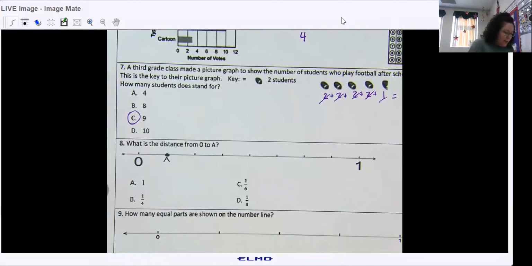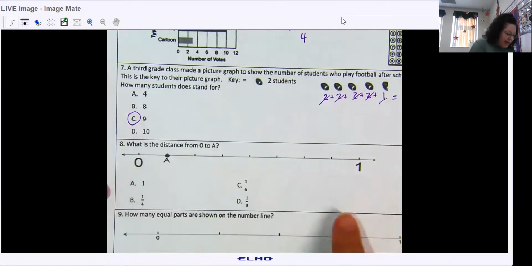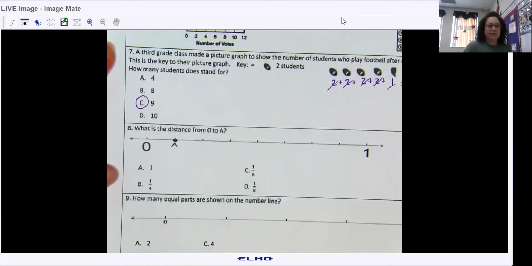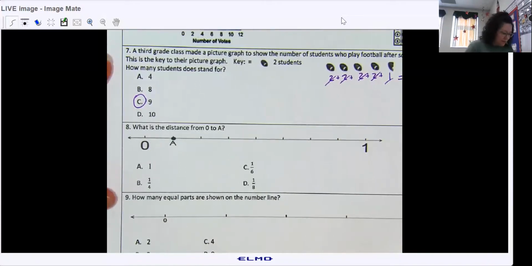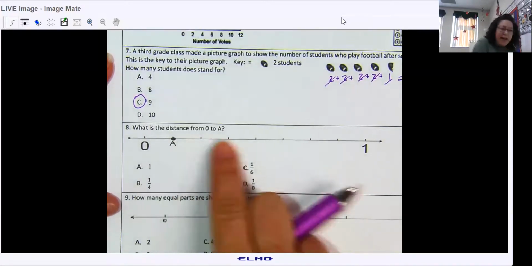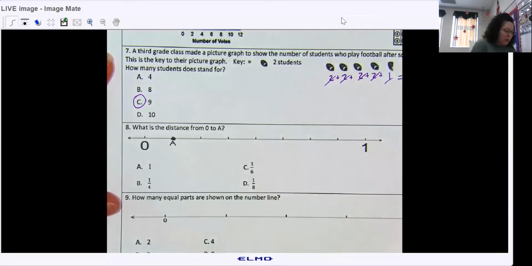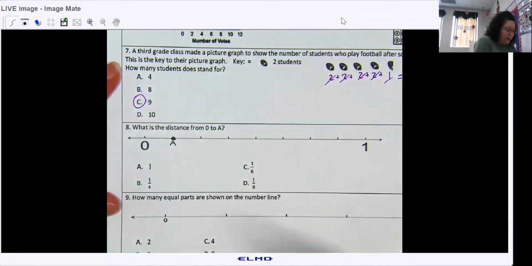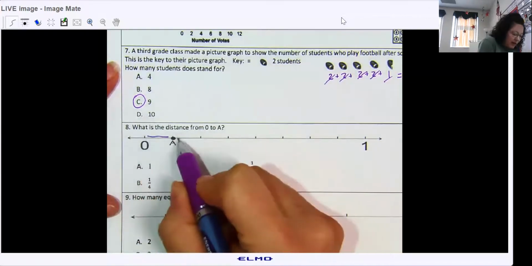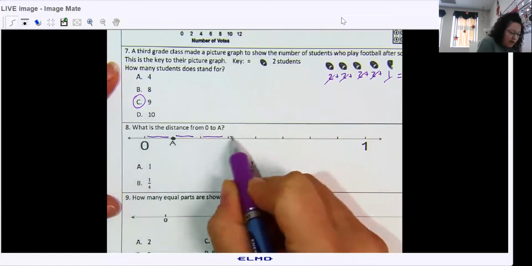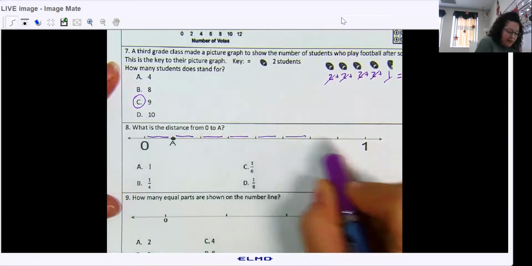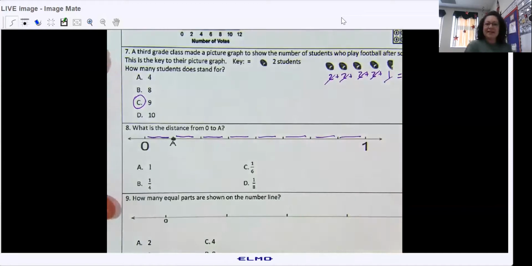What is the distance from 0 to A? We have to figure out what is the fraction of the number line. Well, let's count how many parts there are so we can get our denominator. Remember, each question is different, so you have to think about each one differently. 1, 2, 3, 4, 5, 6, 7, 8. So what's our denominator?